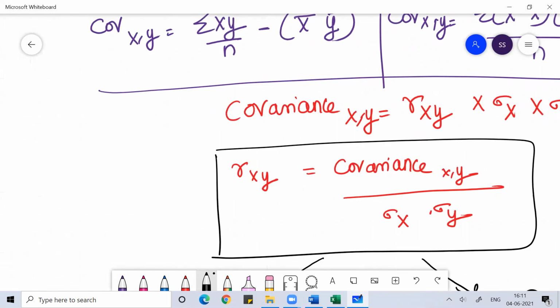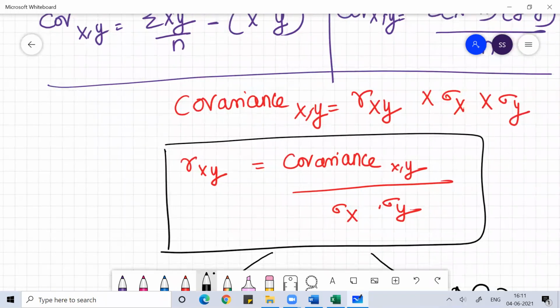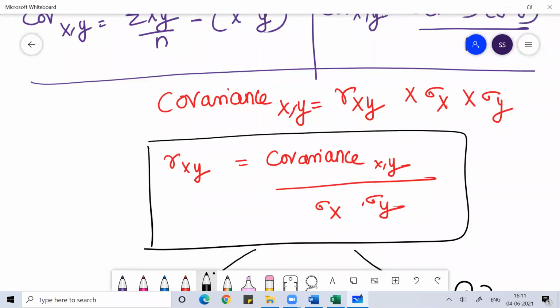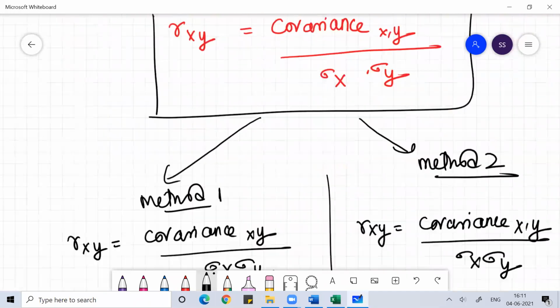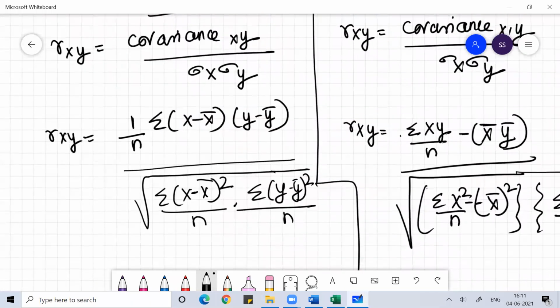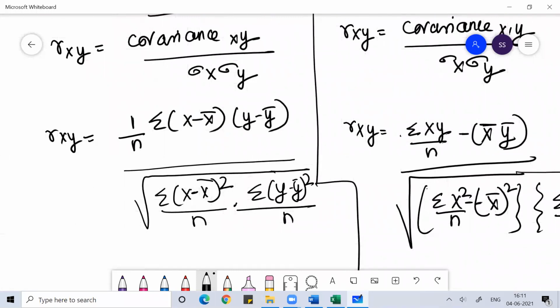So you know the relation that the covariance between x and y is equal to r of xy into the standard deviation of x into the standard deviation of y. So you can write r of xy is equal to the covariance between x and y divided by the standard deviation of x into the standard deviation of y. So in place of covariance, you can write this formula of covariance.